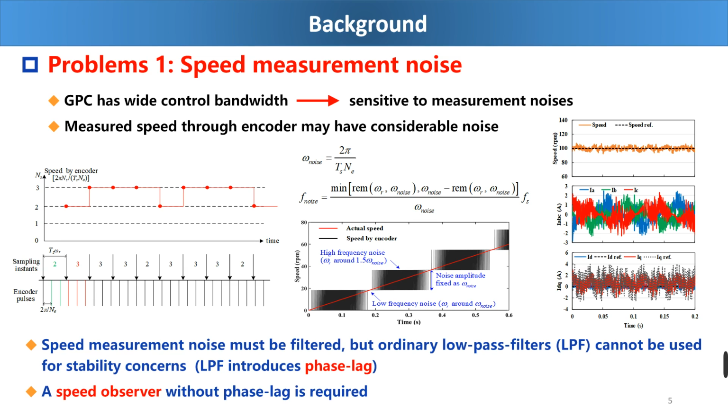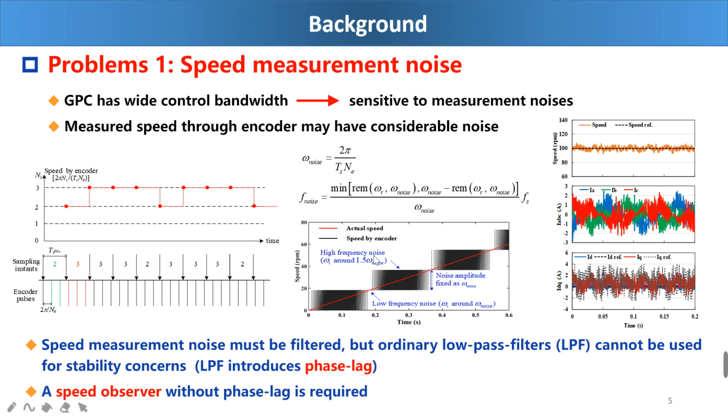So we have the mathematical model of the magnitude of the noise signal and also the frequency of the noise. Here is the simulation result of the actual speed, the red line, and the speed calculated by the encoder, which is the black waveform. We can see noises here.